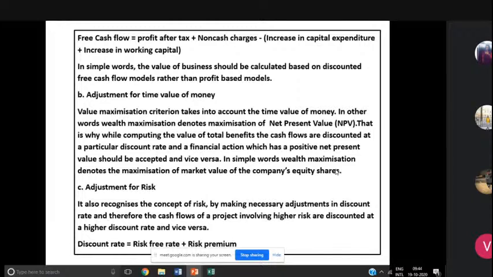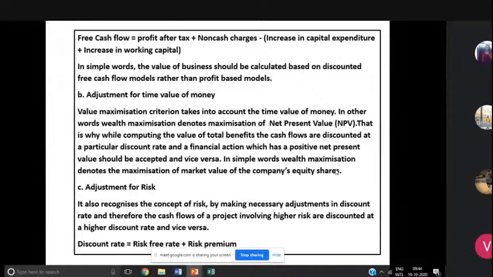100 plus 100, 200 CR. Let us say out of 200 CR, this year you have bought assets worth rupees 50 CR, increase in capital expenditure 50 CR. And increase in working capital is another 50 CR. 200 CR minus 50 minus 50, 100 CR, you get the free cash flow as 100 CR. I think you got a clear idea.